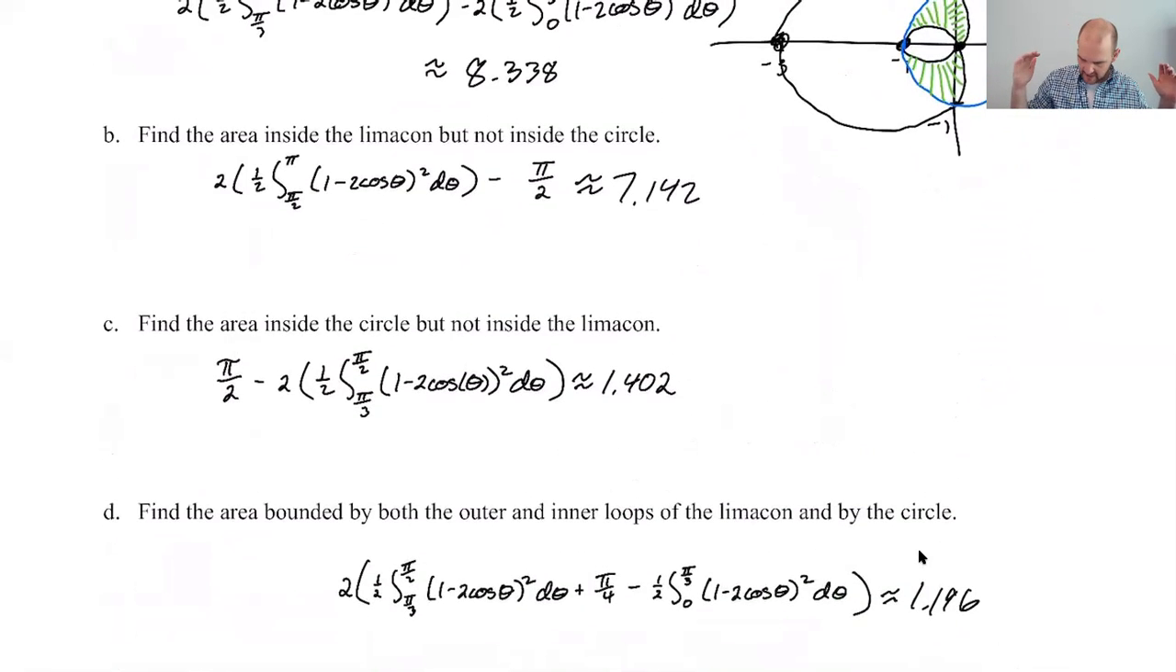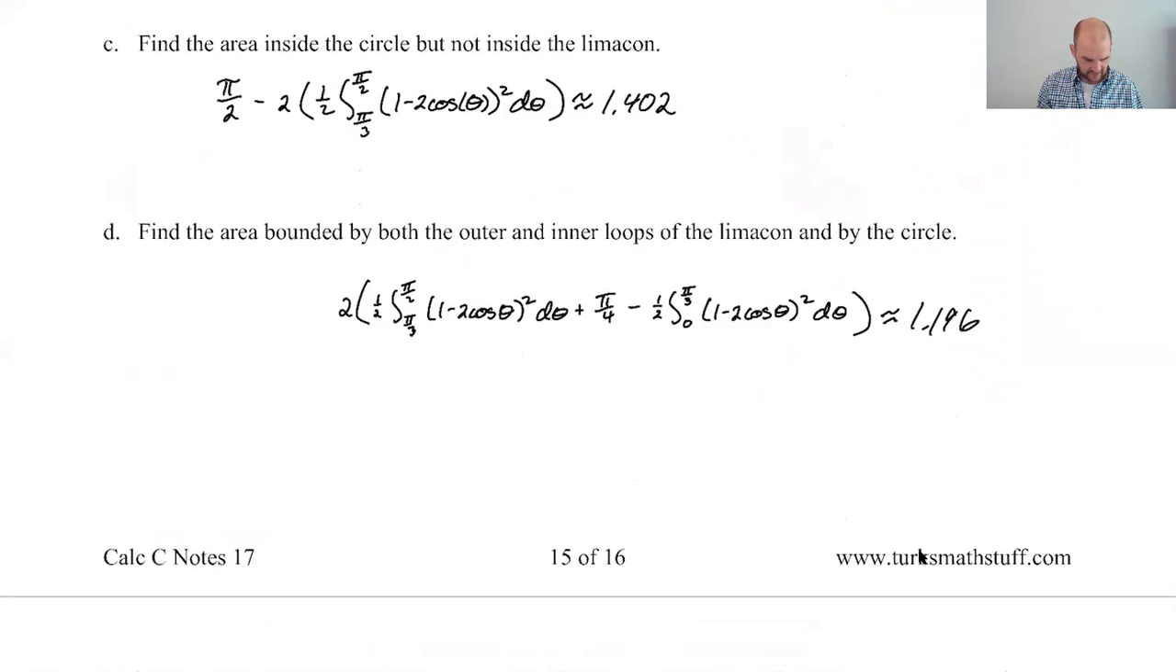Anyway, that is page, what is this? Page 15 of note 17 of Calc C. Technically, you're done with Calc BC. If you've watched from the first video of AB to the last video here, you've done all of Calc BC. And if you're about to take the AP exam or whatever, good luck. If you're about to study multivariable with me, keep on going. So I will see you in the next video, I'm sure. So see you there.